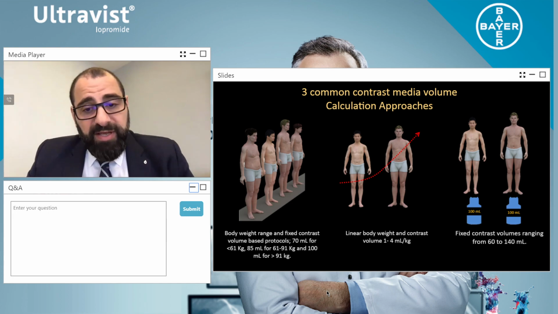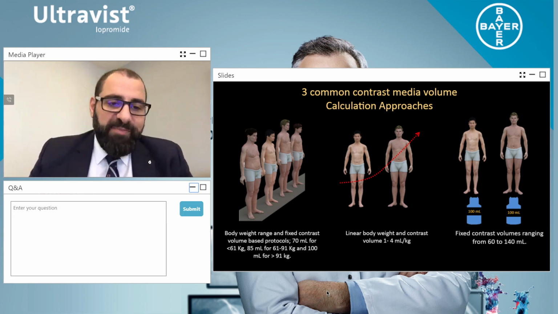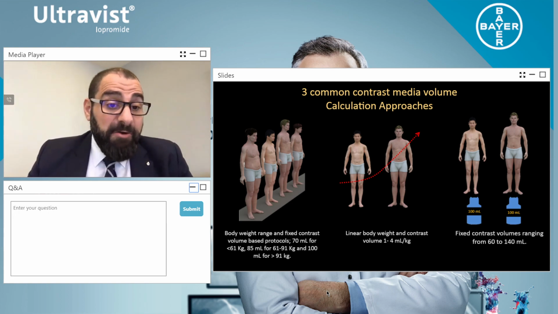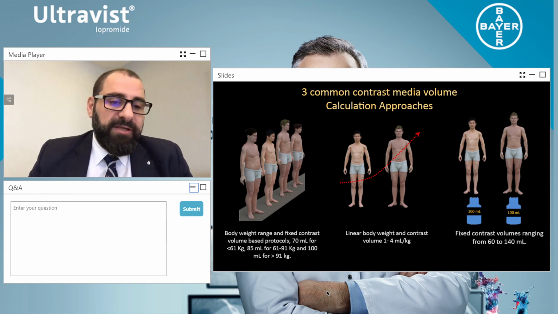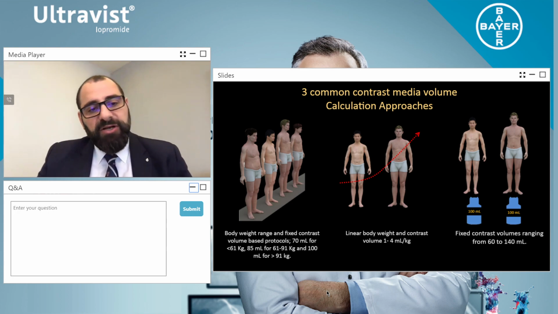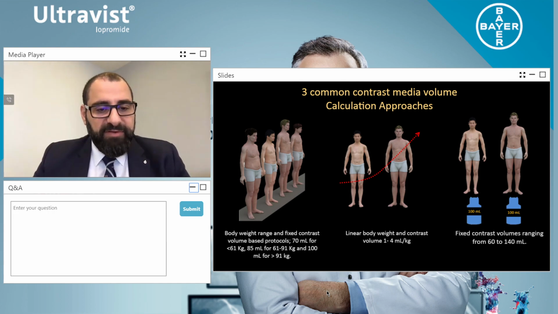Also, there's people that use the linear system. So for every kilo, we can use anywhere between 1 to 4 mils of contrast. Again, this is FDA approved, and this is what you see in the product disclosure statements. And then, of course, you have people that are very well experienced, and through this experience, they will tend to gauge to say, oh, he looks like he could be 60. This person can look like it'd be 70, and so forth.